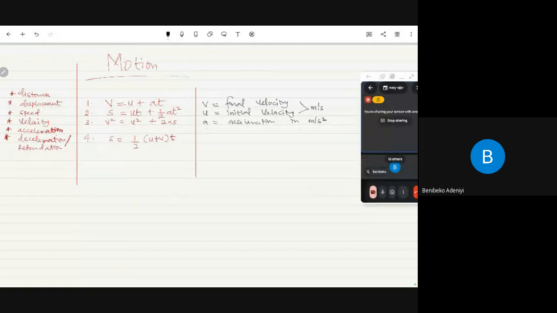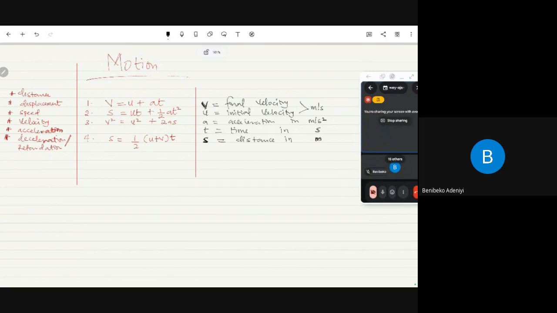Anytime you see meters per second, you now ask whether it is final or initial. I will tell you how to do it at the moment. T is our time, and that one is in seconds. You see this S? This one, the one I love the most, is distance, in meters.